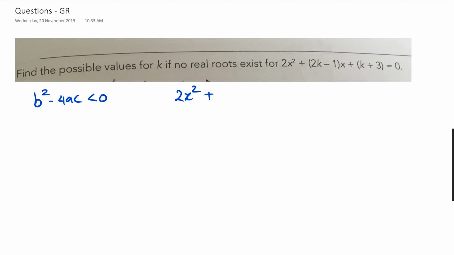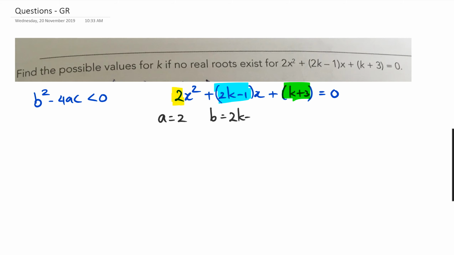So I'm going to write down my equation first, and once I write it down, I'm going to write down what my a, b, c values are. So a is going to be 2, b is going to be this entire 2k minus 1, and c is going to equal k plus 3. Once I get that, I substitute a, b, c into my discriminant formula. So I'm going to get (2k minus 1) squared minus 4 times a times c, which is k plus 3, and all of this has to be less than 0.